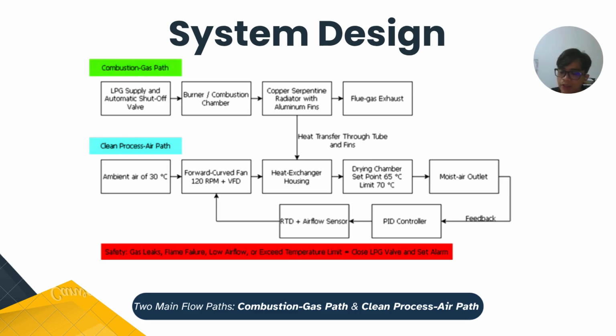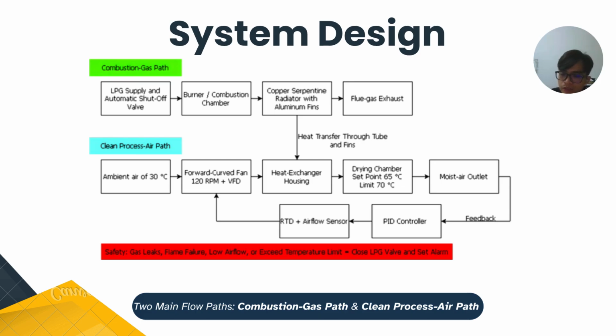For the system design, as you can see from the figure, the system is divided into two main flow paths. The first path is the combustion gas path. The LPG is supplied to the burner or combustion chamber, and then the hot combustion products will pass through the copper serpentine radiator with aluminum fins before exiting through the flue gas exhaust.